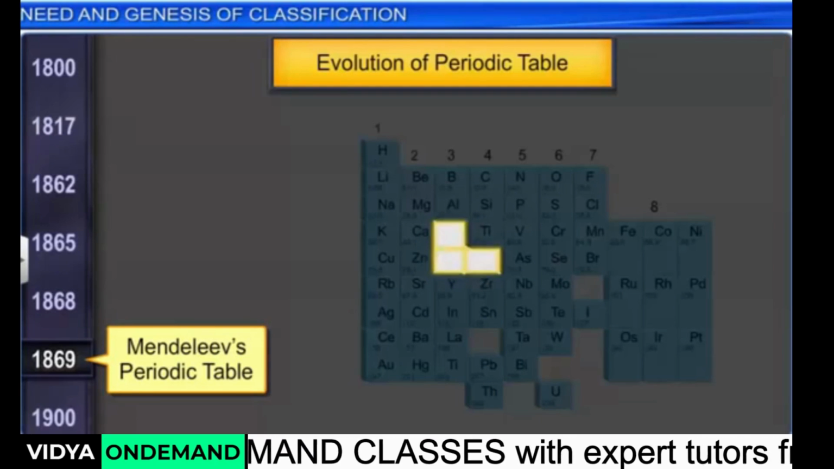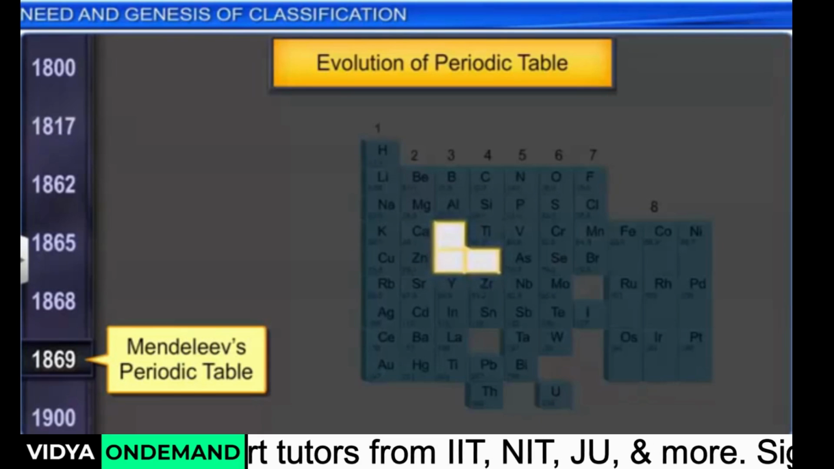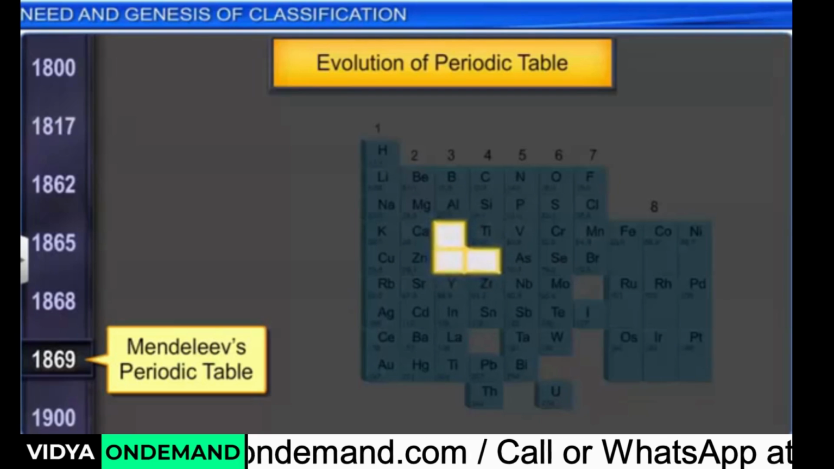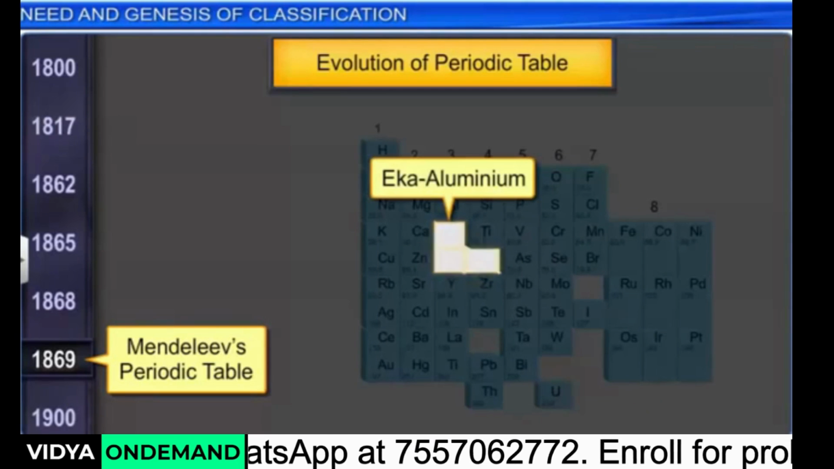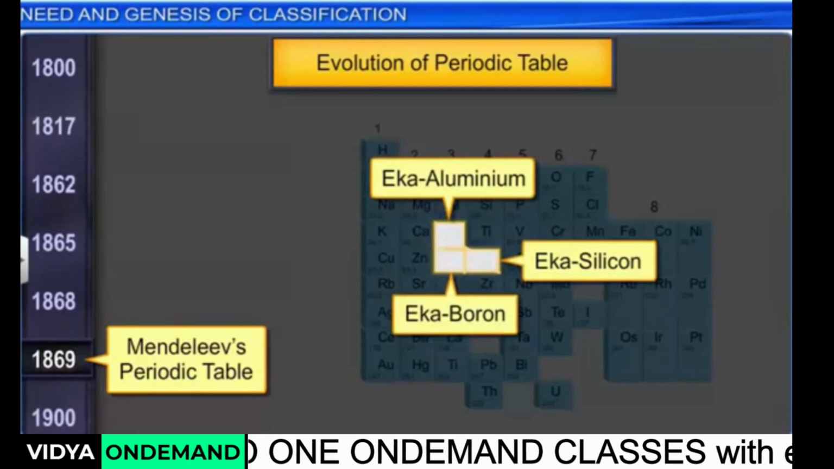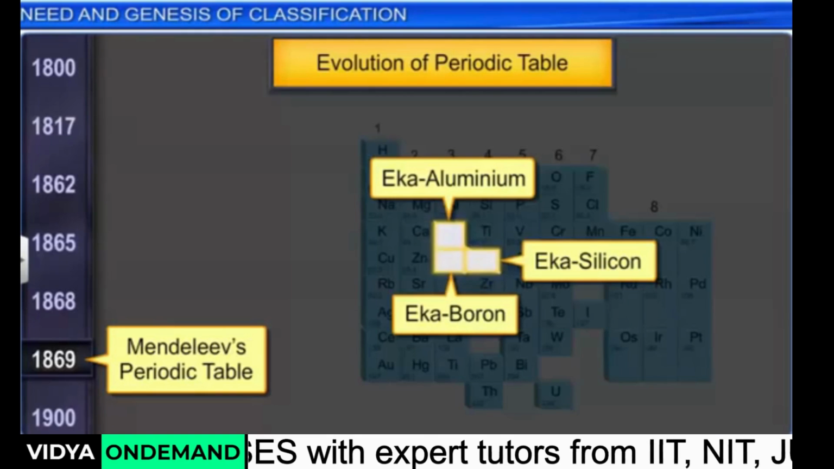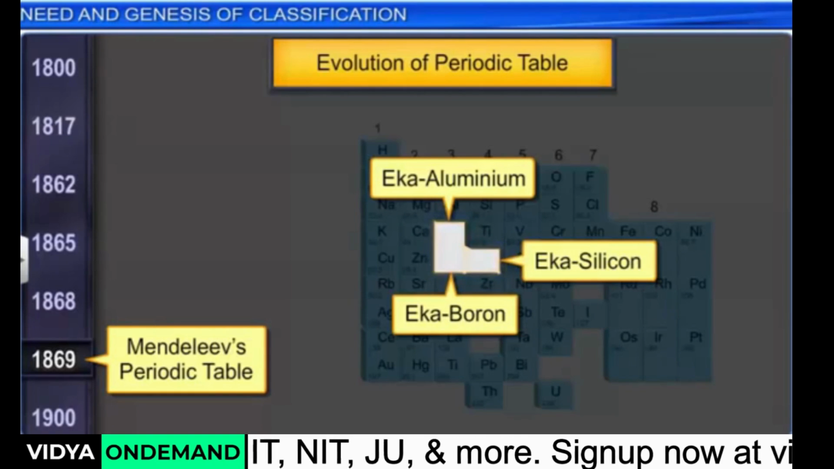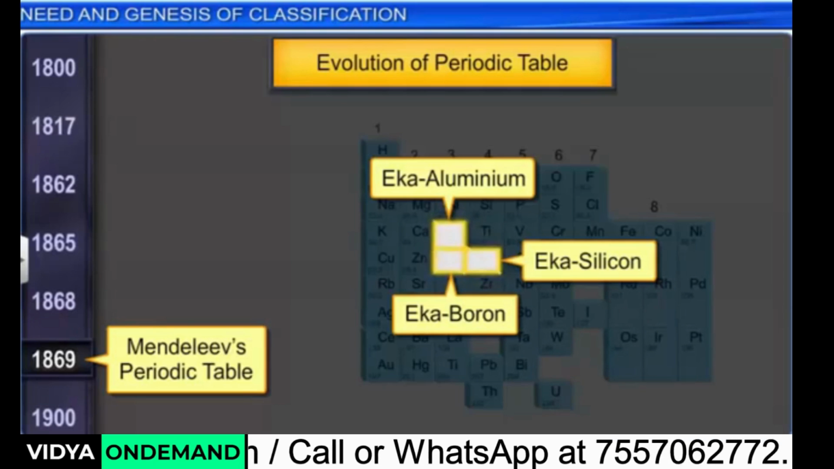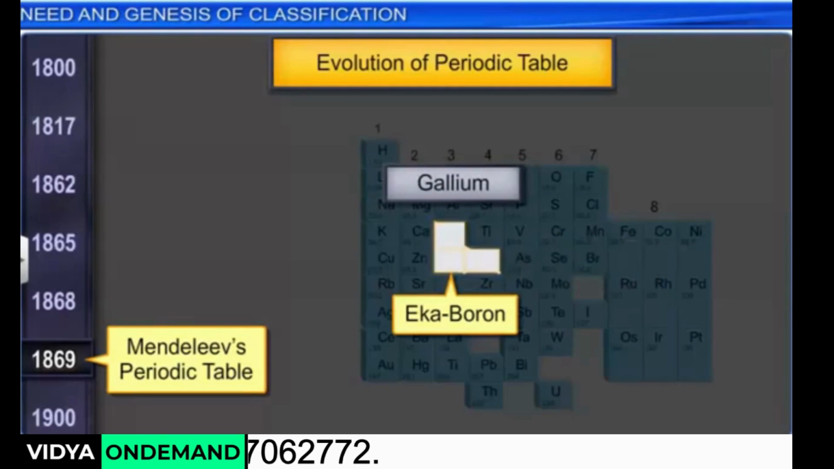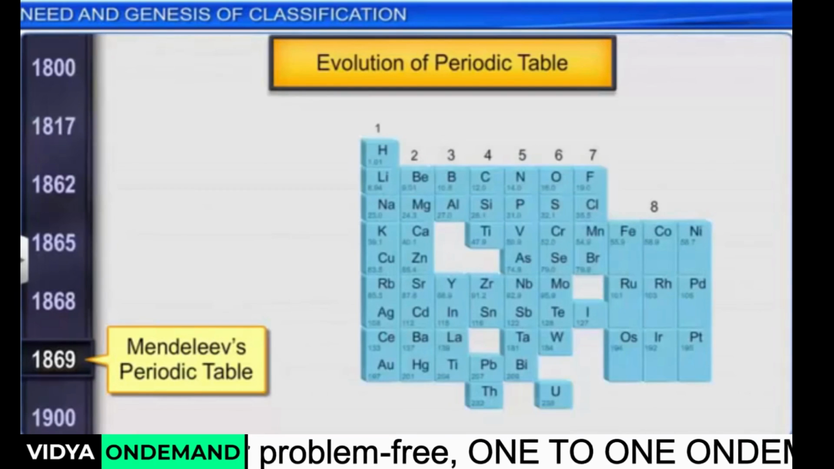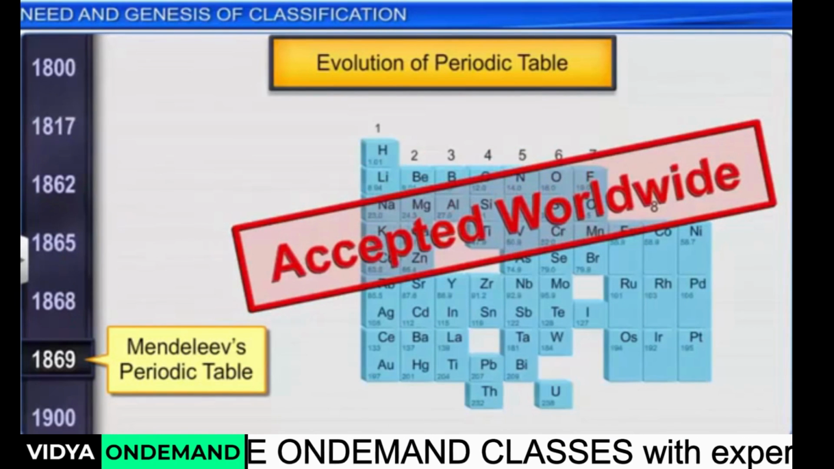He not only predicted the existence of these elements and called them Eka aluminium, Eka silicon and Eka boron respectively, but also described some of their general physical properties. These elements were later discovered and named as gallium, germanium and scandium. Mendeleev's confident predictions and their eventual success made his periodic table win accolades.